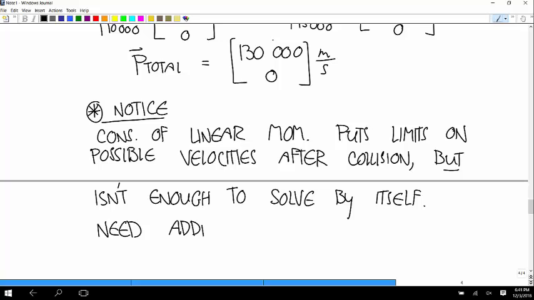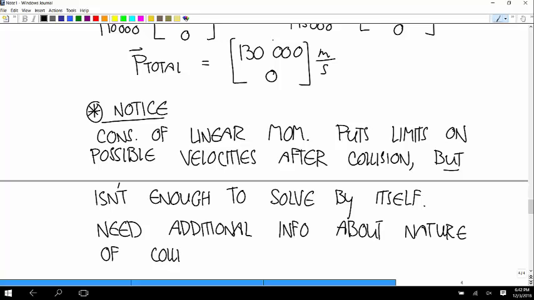So you need additional information about the nature of the collision. Okay, I think that's all I'm going to say about that. And let me do one problem.